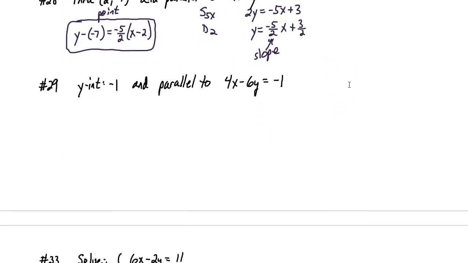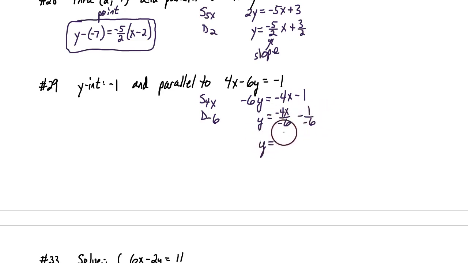Number 29. Again, we're asked to write an equation, and we're given some information. We're told the y-intercept of our equation, and we're told it's parallel to this one. So if it's parallel, it has the same slope. Let's find the slope of this. Subtract 4x from both sides. -6y equals -4x minus 1. Then divide by -6. We get -4x over -6, and then minus 1 over -6.